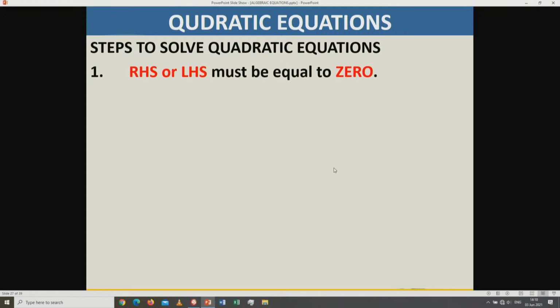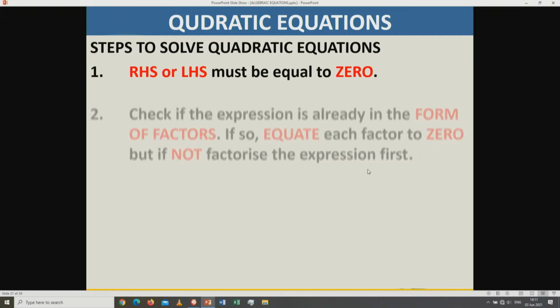side must be made to be 0 by just adding the same thing on that side in order to get rid of it, in fact with the opposite sign.